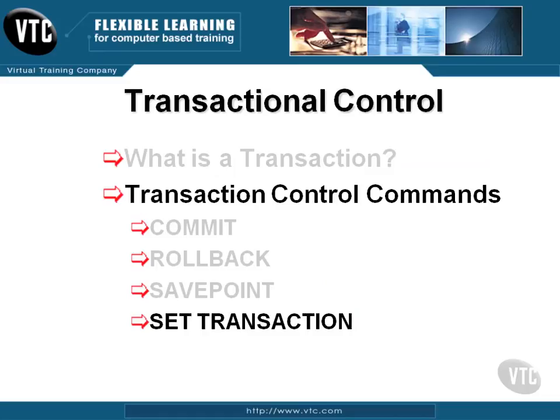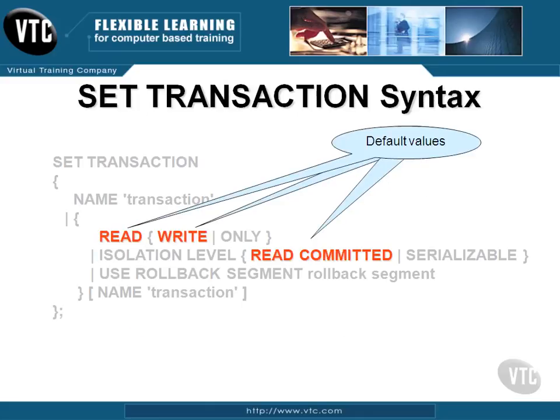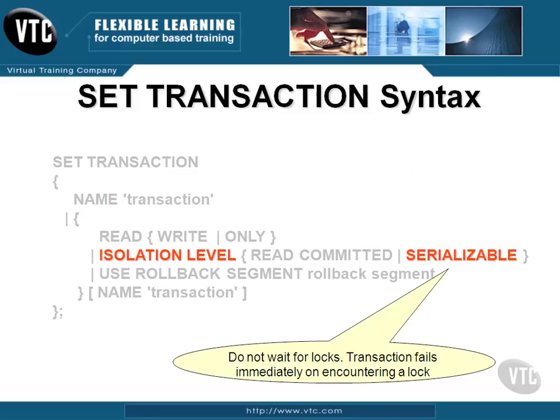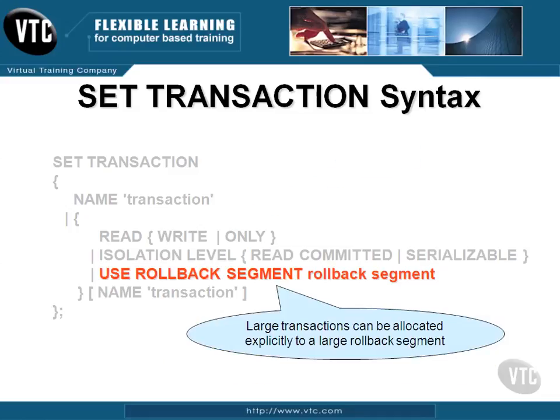Set transaction is a way where you can set the parameters or the configuration of a transaction during the life of a transaction. You can set it to read write or read committed, which are the default values. When it's read committed, the transaction waits for a lock to be released before completing. It's isolated. Serializable means it's one after the other. Do not wait for locks: the transaction fails immediately on encountering a lock. Read committed waits for the lock to be released. Large transactions can be allocated explicitly to large rollback or undo segments.